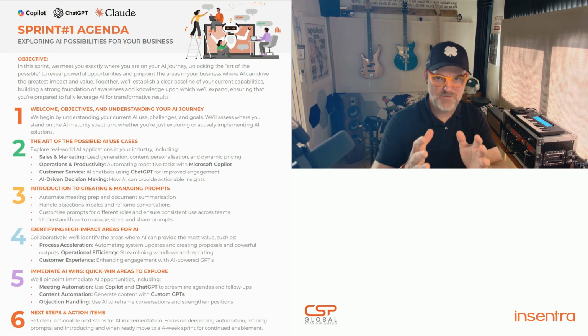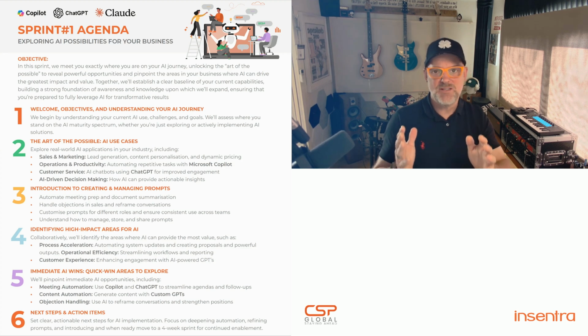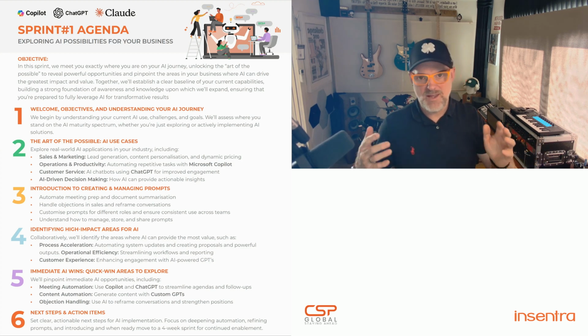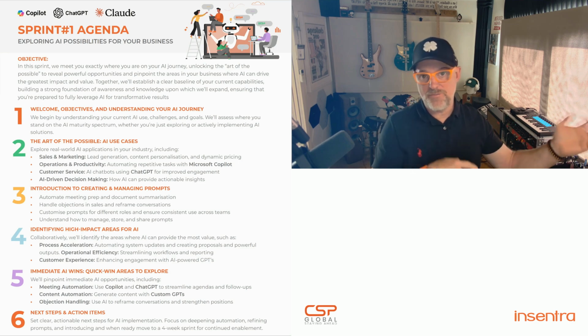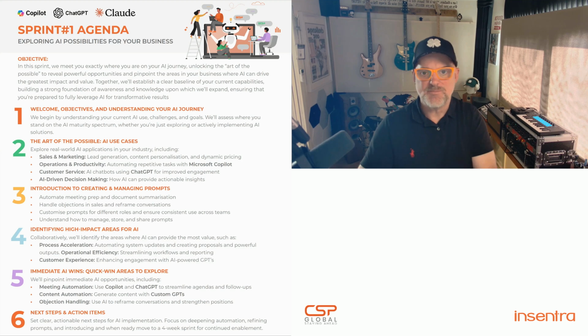This is where we start to focus down. This is sprint 1. Typically what follows sprint 1 is sprint 2, which is spread out over a 4-week period. We'll come to that later. But we want to look at where in your business we can have an immediate impact. Where can you drive some significant results straight away? So we'll look at that around process acceleration, operational efficiency, customer experience, and a raft of things that will come out through engagement in this first sprint.